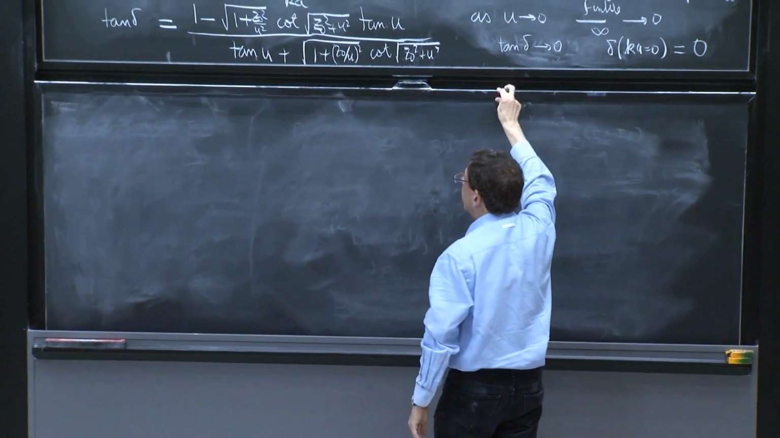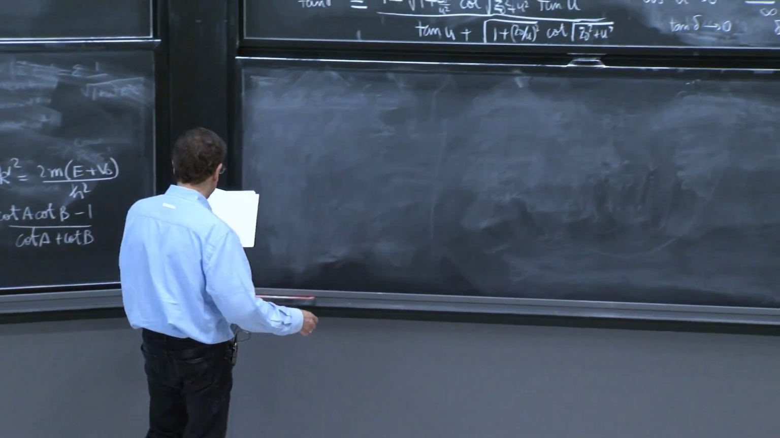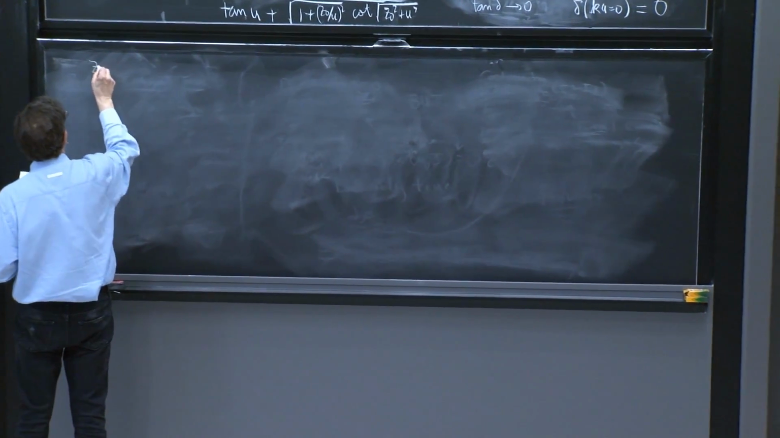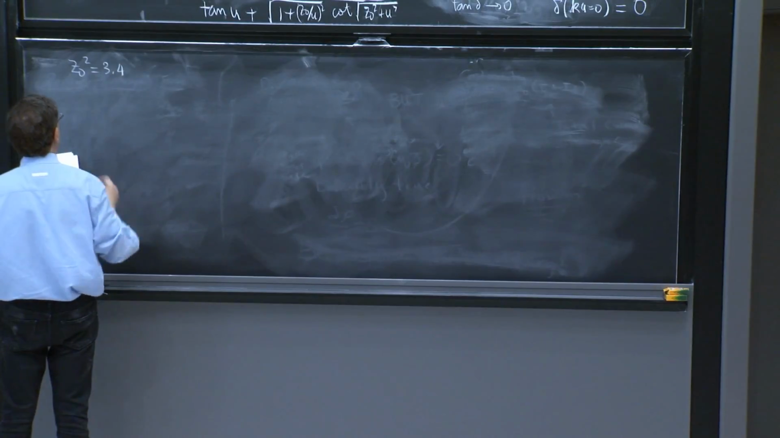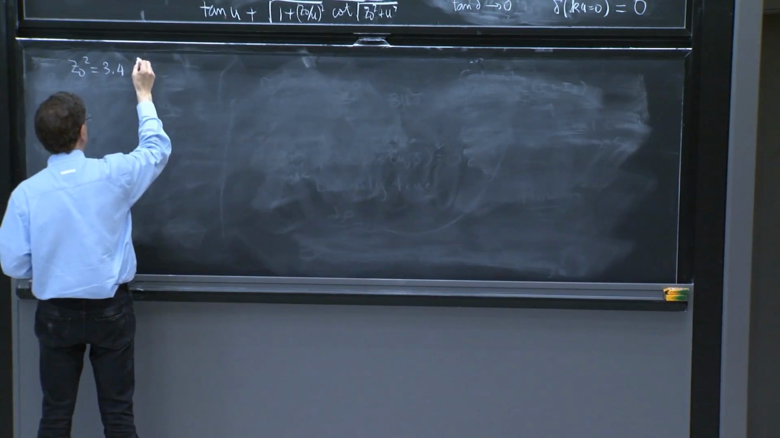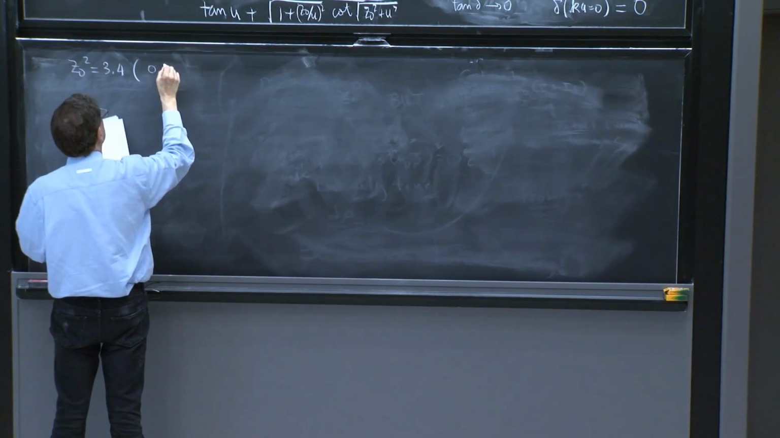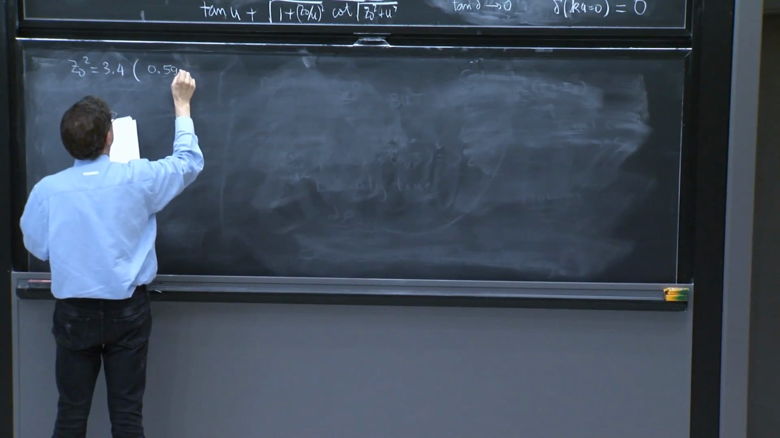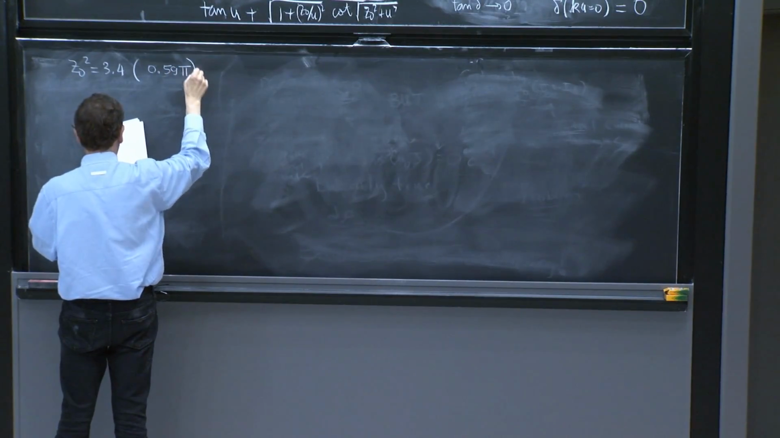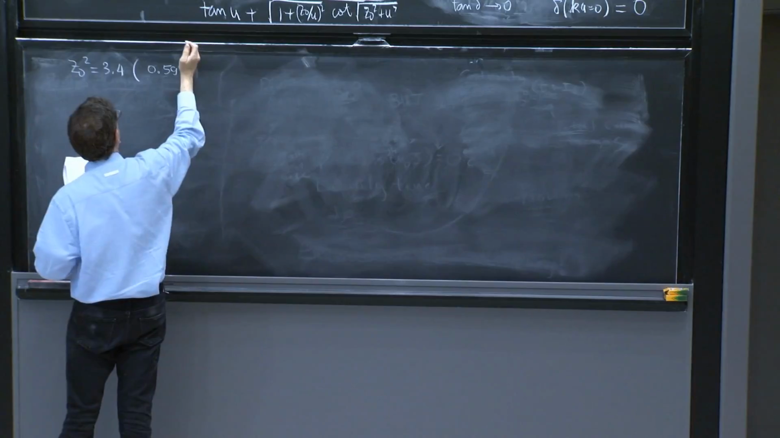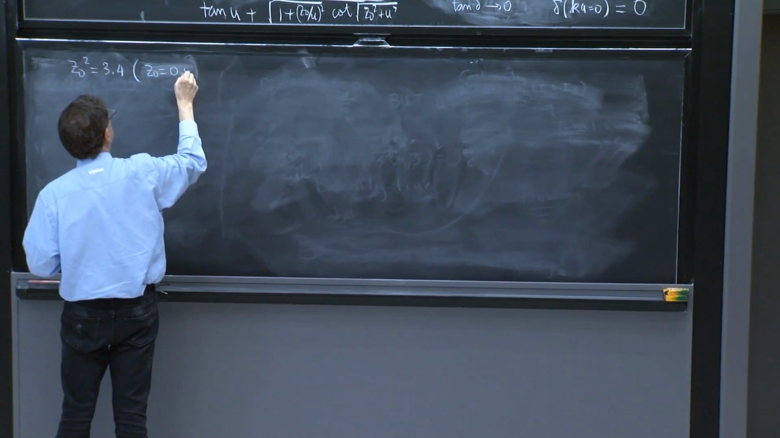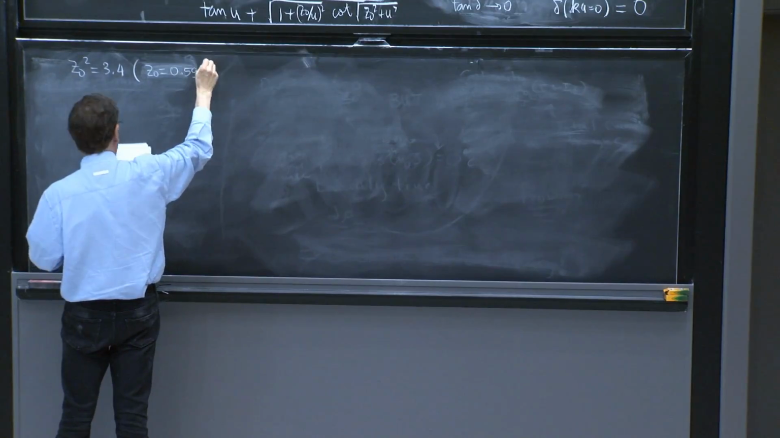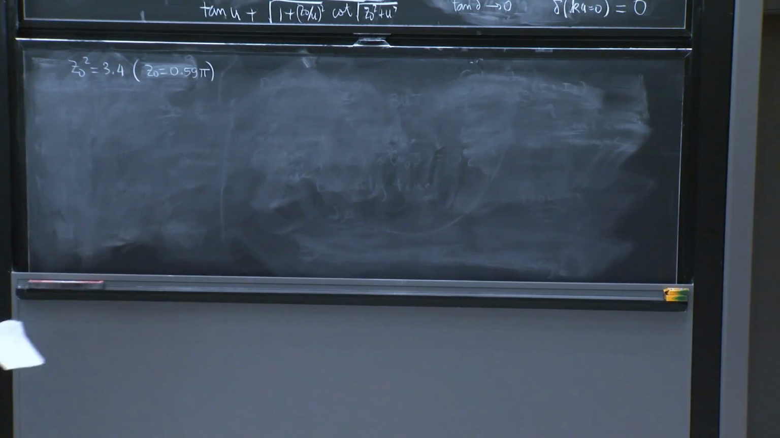Let me go here. So here's an example. Z naught squared equals 3.4. That actually corresponds to 0.59 pi for Z naught. Z naught equals 0.59 pi. You may wonder why we do that, but let me tell you in a second.